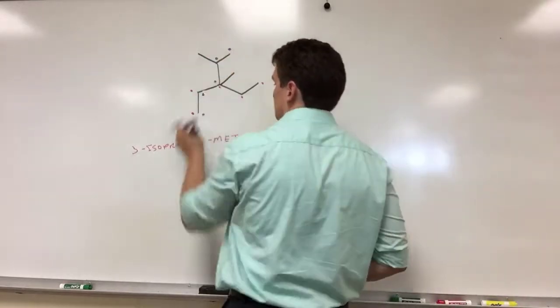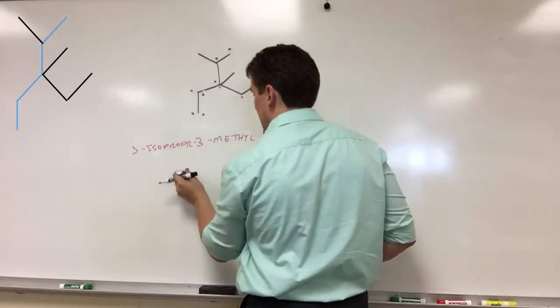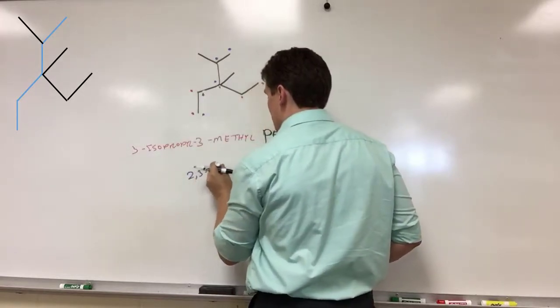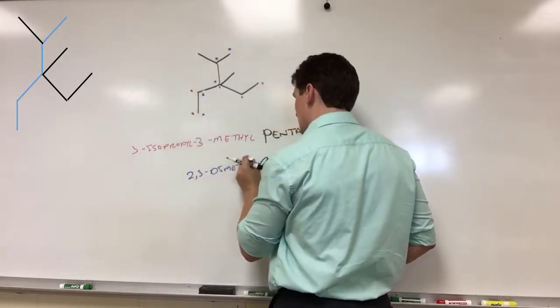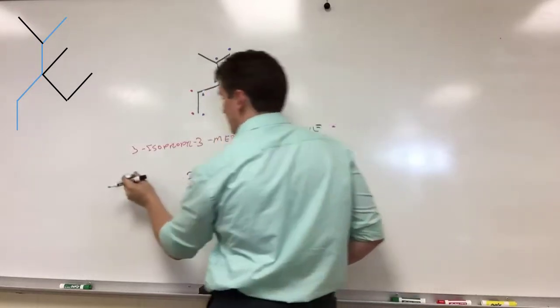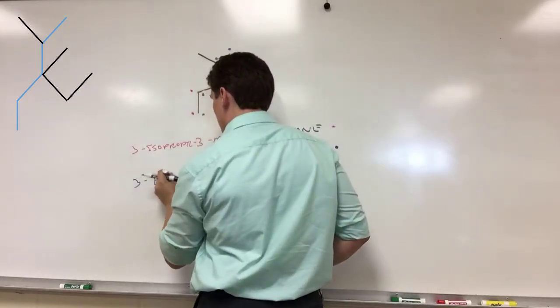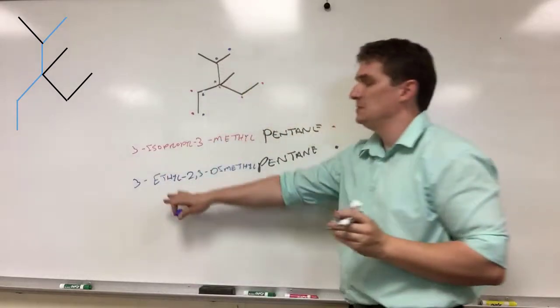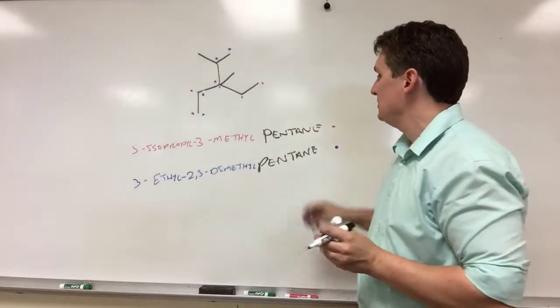Well, if we do the blue chain, we have a 2,3-dimethyl and a 3-methyl. So this would be 3-ethyl, 2,3-dimethyl pentane.